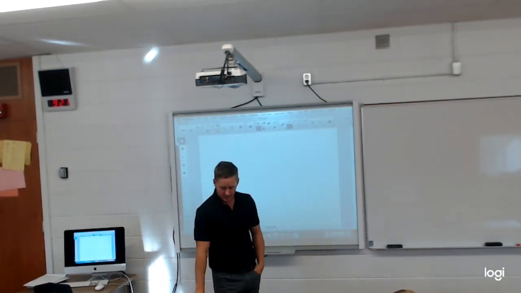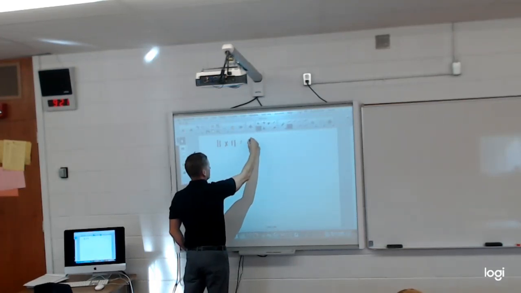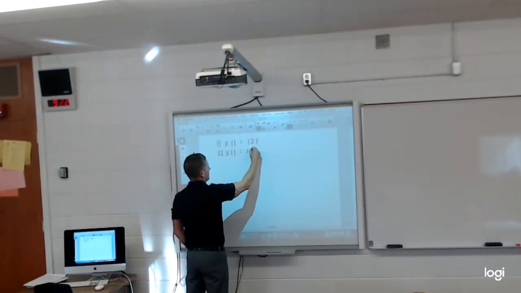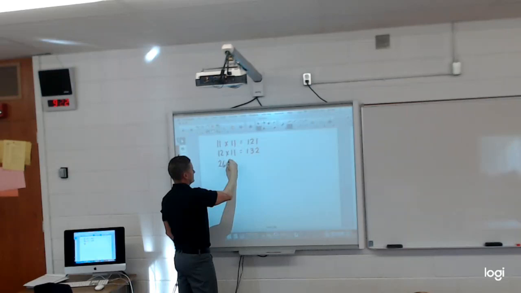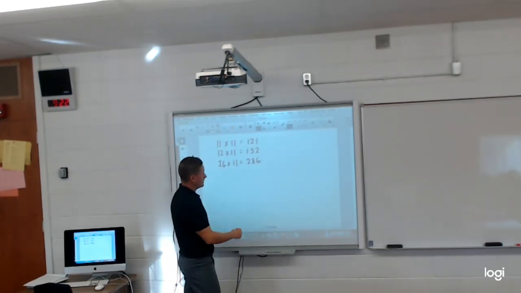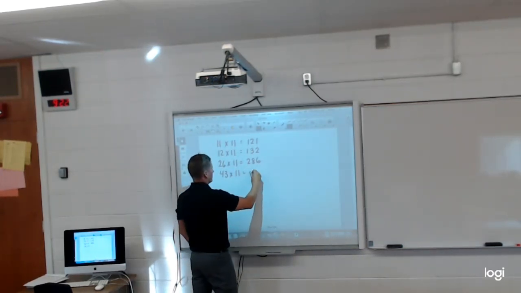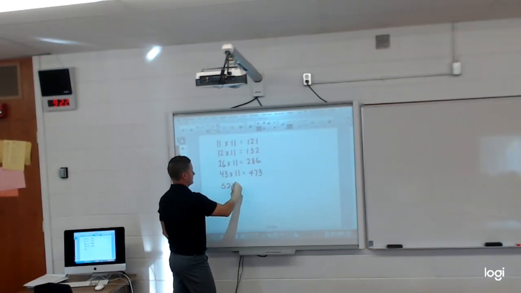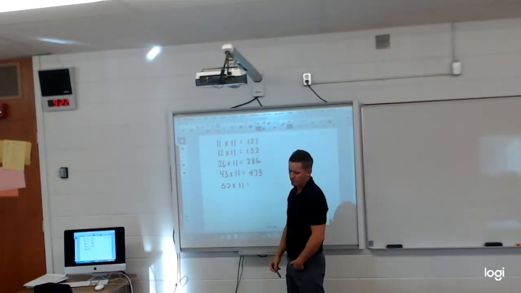Still working with patterns. I like this one here. 11 times 11 is 121. 12 times 11 is 132. 26 times 11 is 286. And 43 times 11 is equal to 473. I'm going to try one more here. 52 times 11 equals. Okay, hold on a second.